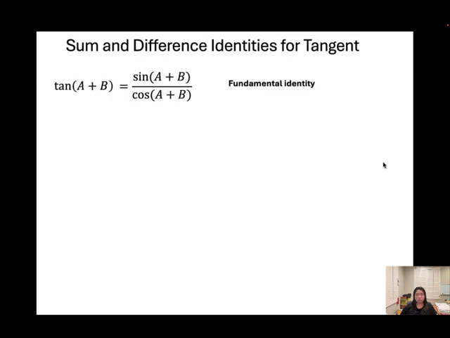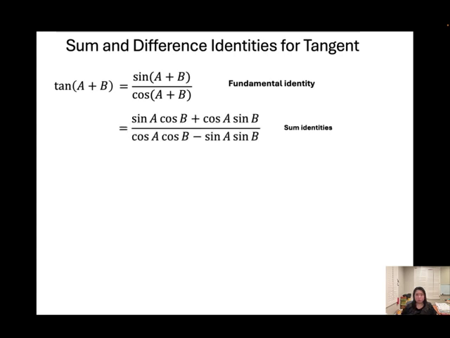Now we're going to take care of the tangent. Tangent A plus B, we can use the fundamental identity that it equals sine over cosine. Then we're going to use the sum identity for the sine and the sum identity for the cosine. I want you to try. Okay, check your work.